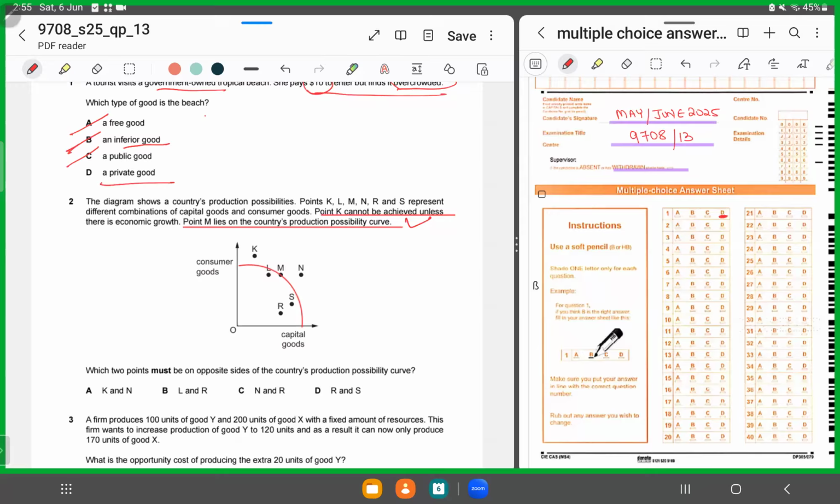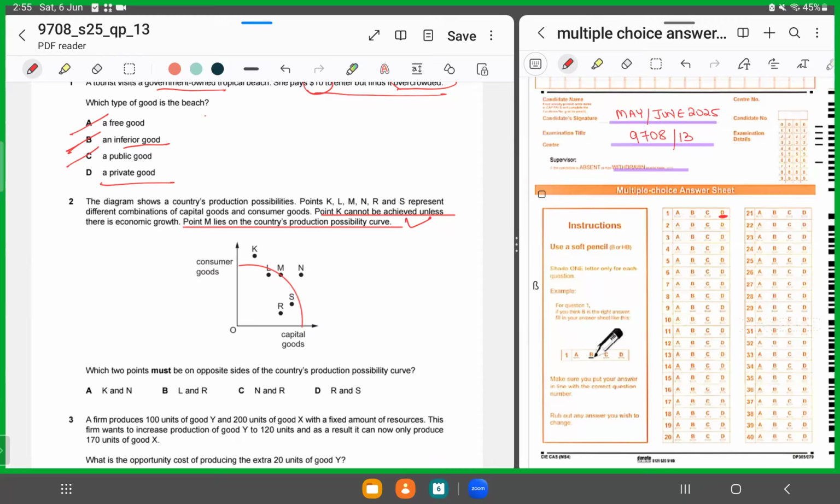Now, they're saying point K cannot be achieved unless there is economic growth. So that means point K has to be outside the PPC. At the current moment, it's unattainable, unless and until the country increases its productive potential. And how can it do that? It can do that only by increasing either the quantity or the quality of the factors of production. Now, they say point M lies on the country's PPC curve. So that's what I've done.